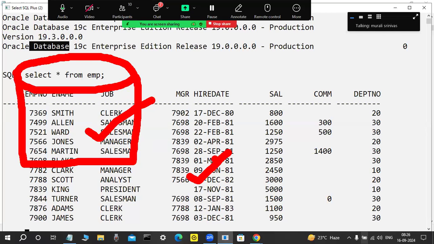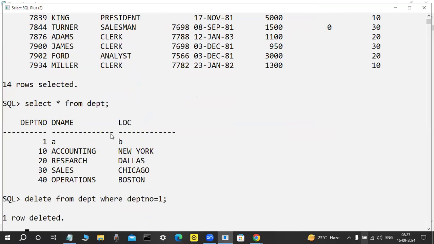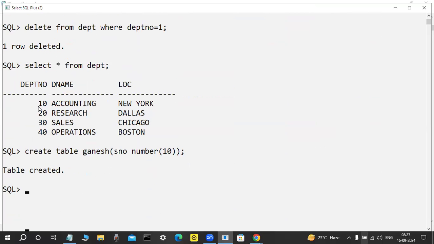Where is the logical structure visible? At the database level. Not visible in the operating system. Yes, observed here. This is a table format, only data is there, or not? Yes, that's why.